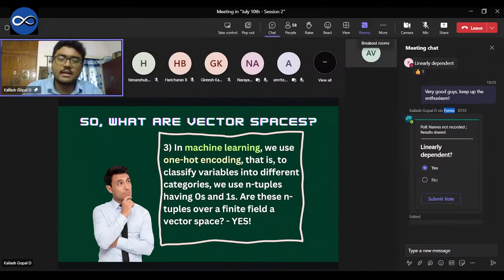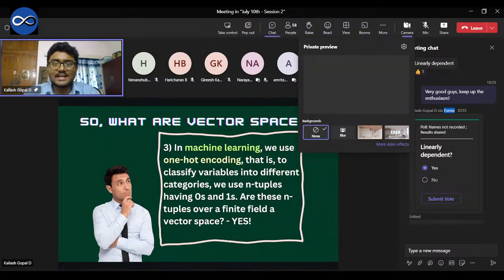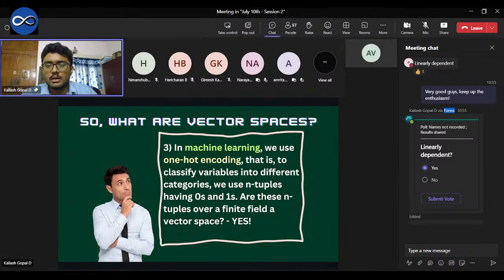Okay, now this is an interesting example. For those of you into machine learning, there is a technique called one-hot encoding. I'll explain what that means. One-hot encoding is a way to store data for a classification problem. So let's take an example.